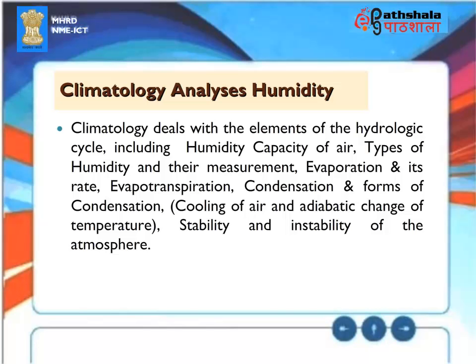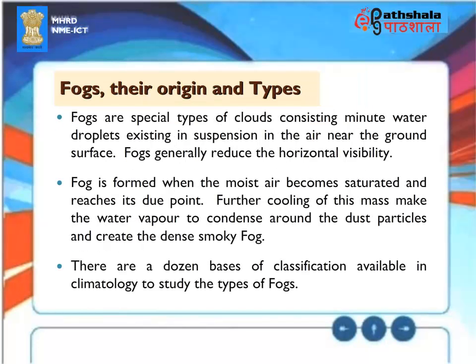Climatology deals with the elements of the hydrologic cycle, including humidity capacity of air, types of humidity and their measurement, evaporation and its rate, evapotranspiration, condensation and forms of condensation, cooling of air and adiabatic change of temperature, stability and instability of the atmosphere. Fogs, their origin and types.